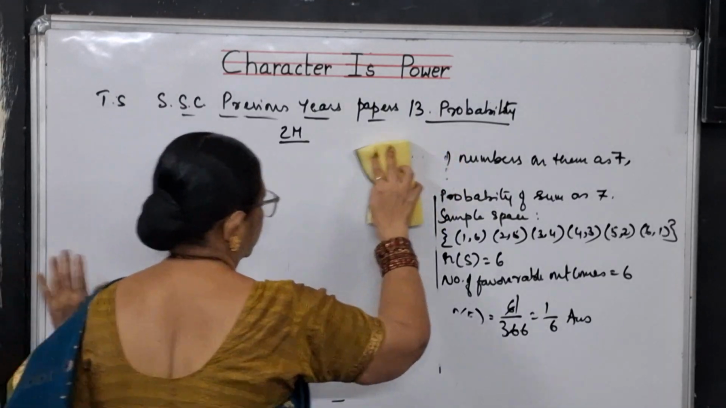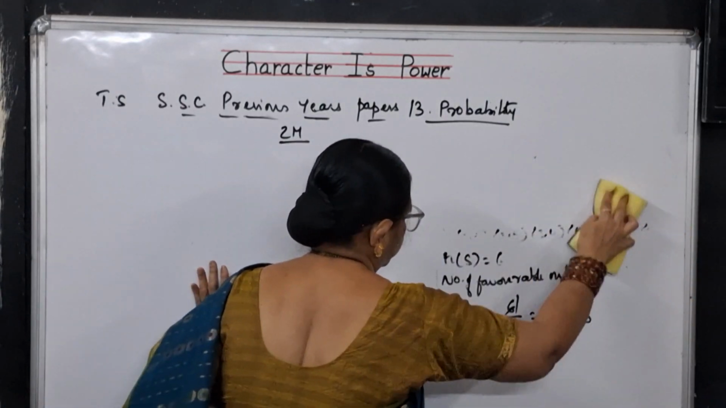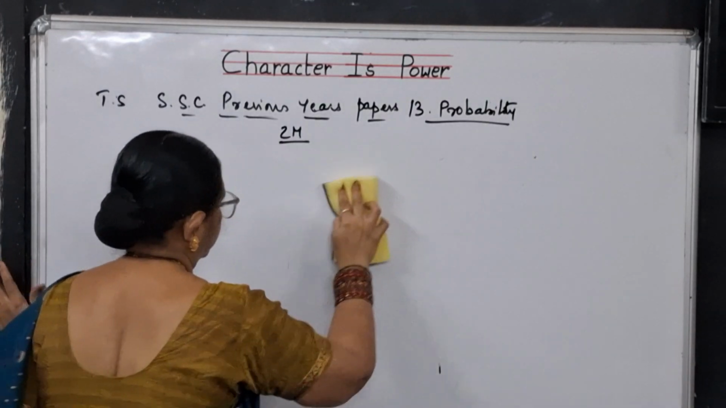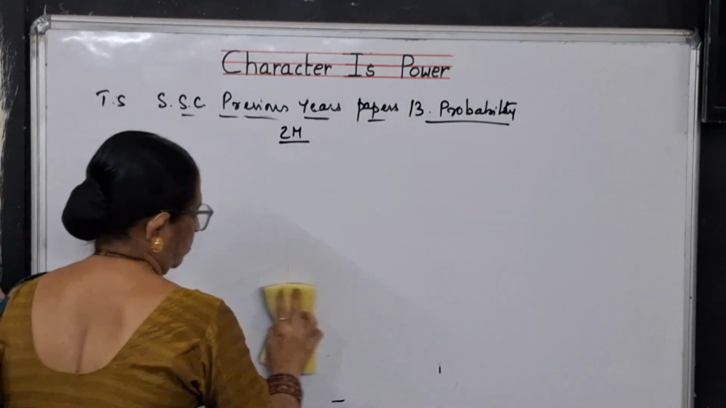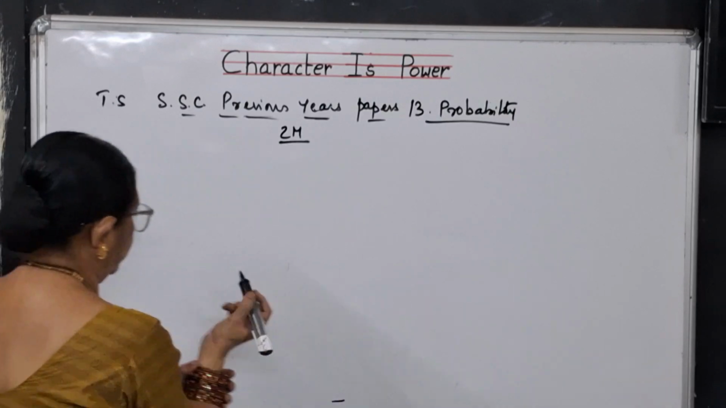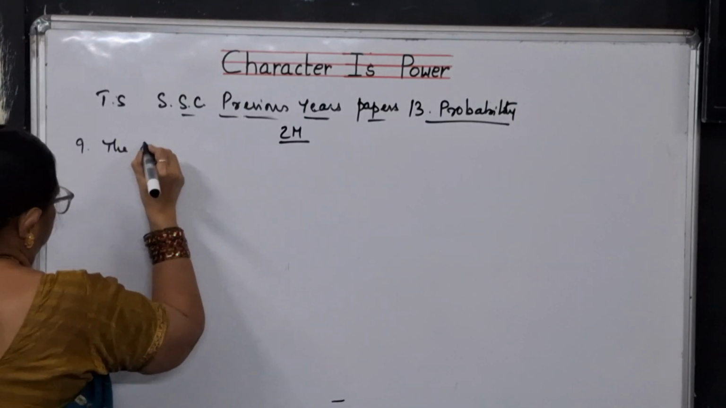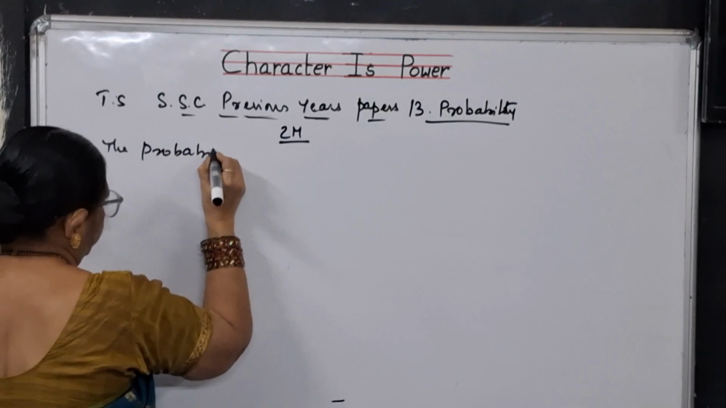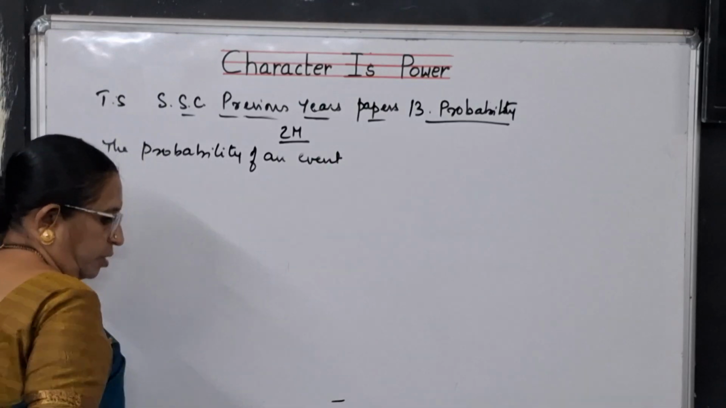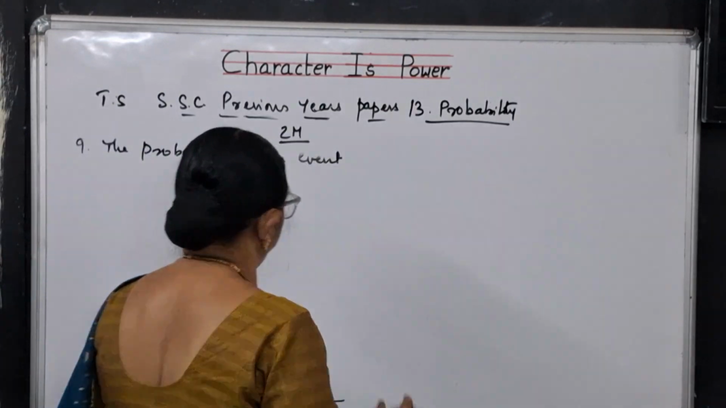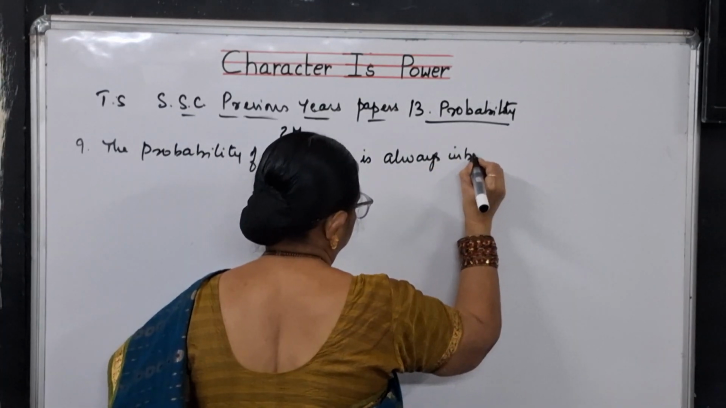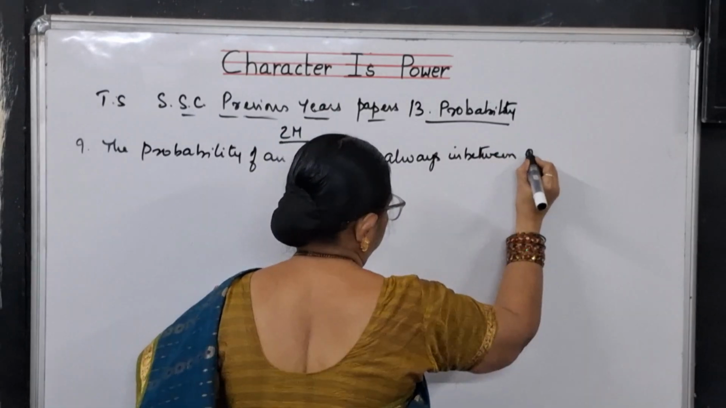Now we will see the ninth problem. The probability of an event is always in between 0 and 1.